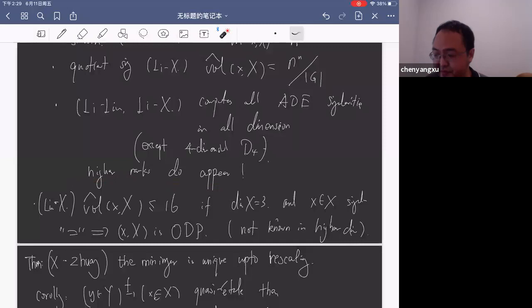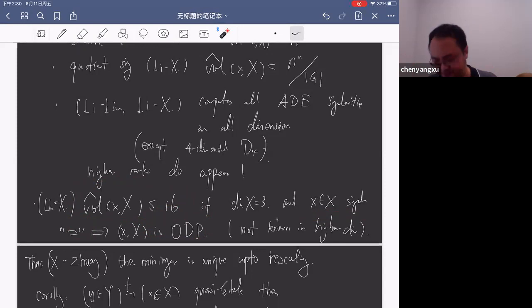And another thing I want to say is that Liu and myself, we prove that if I look at the three-dimensional singularity, and now we forget the smooth one, so we assume our point has to be singular, then the largest volume is 16. And the equality holds if and only if this singularity is an ordinary double point. So in other words, the normalized volume does not just measure the smooth one.